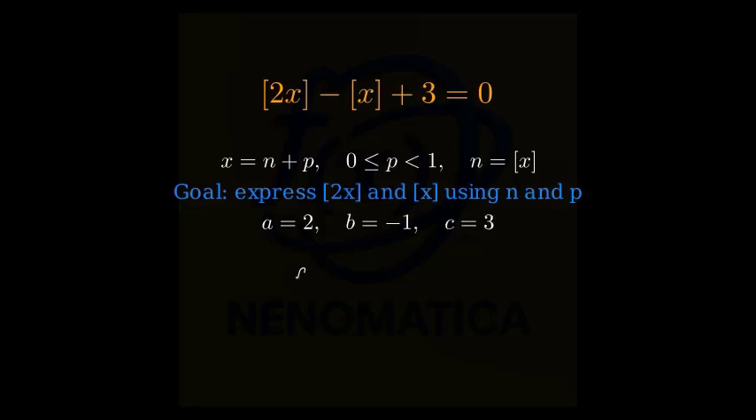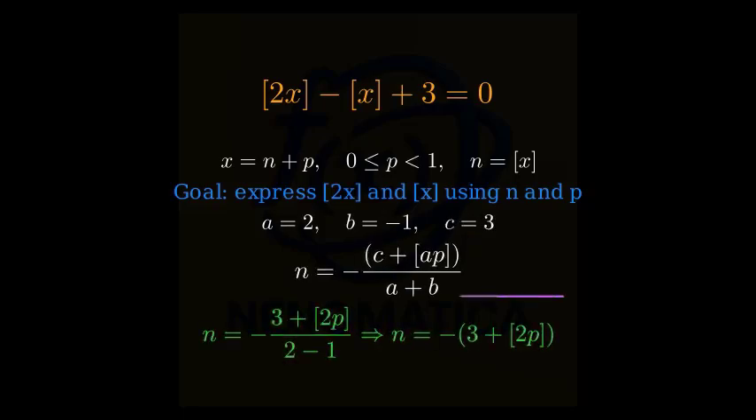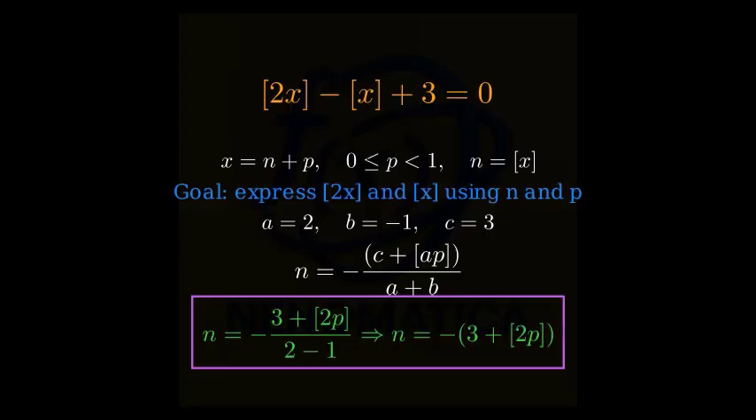The derived formula gives n equals negative of c plus floor of ap, all over a plus b. Substituting a equals 2, b equals negative 1, and c equals 3 gives n equals negative of 3 plus floor of 2p, over 1, which simplifies to n equals negative of 3 plus floor of 2p. Because p is between 0 inclusive and 1 exclusive, 2p is between 0 and 2, which means the floor of 2p can only be 0 or 1.